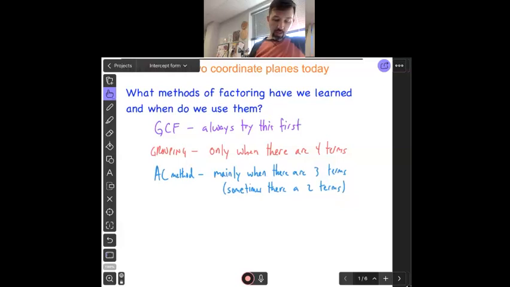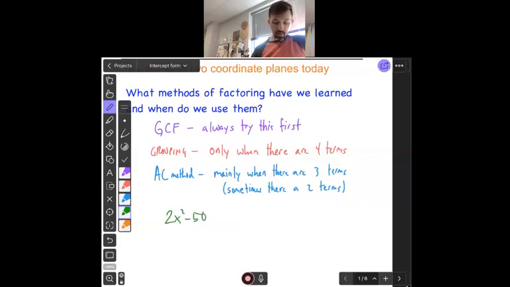So where that happens, and you guys don't necessarily write down this part, if I said something like 2x squared minus 50, if we think about what a, b, and c are, my a value would be 2, my b value would be 0 because there's 0 x's there, and then my c value would be negative 50. This is called the AC method. I have to have a c value and an a value in order to do it. So this one would be factorable with the AC method.